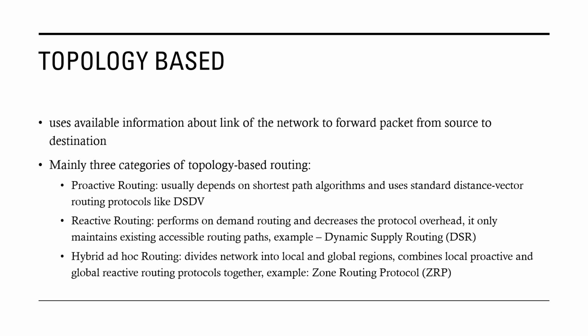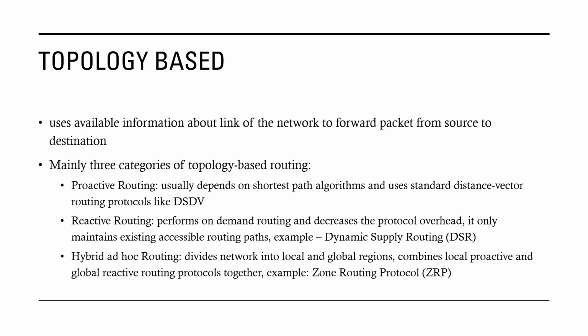So it's sort of like on-demand routing, and it decreases the protocol overhead because it only searches the entire network when required. Otherwise, it only maintains the already existing routing paths. So examples of reactive routing can be dynamic source routing, or DSR.